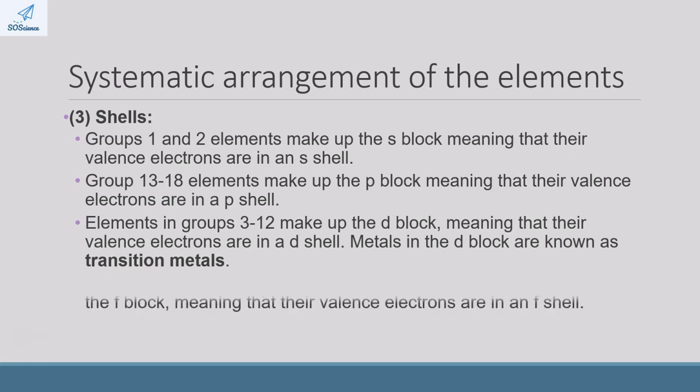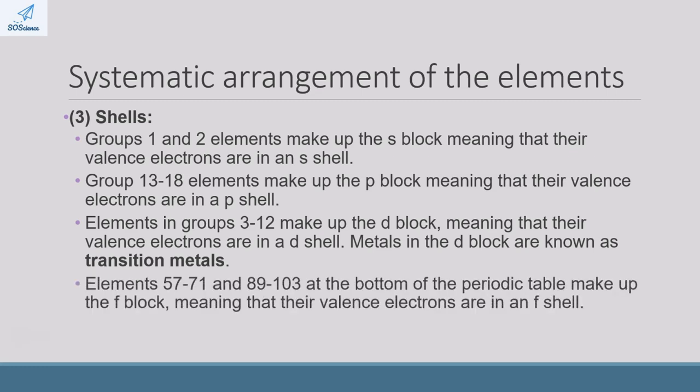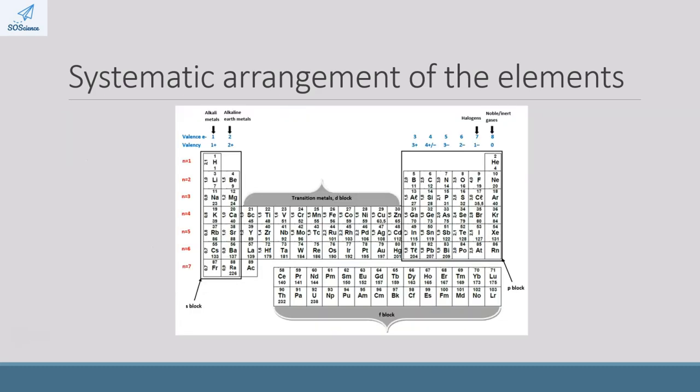We're not considering the D shell. And elements 57 to 71 and 89 to 103 at the bottom of the periodic table make up the F block. Again, we're not considering the F block, but that means that the outermost electrons are in an F shell. So now we can populate the rest. So what we can do is label that this is the S block and this is the P block. Okay, the fact that this is the D block and this is the F block is just nice for us to know, but we don't work with those shells.